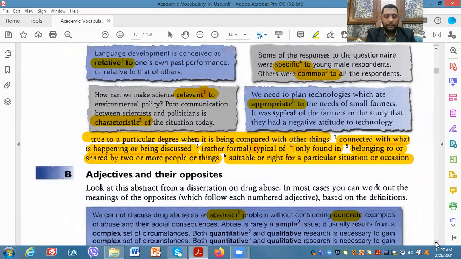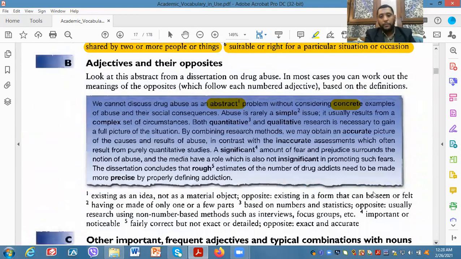When it comes to section B, it talks about adjectives, but it's not our topic that these adjectives are followed by a preposition. Rather, we are talking about the adjective and its opposite, like abstract and concrete. So here it says: we cannot discuss drug abuse as an abstract problem without considering concrete examples of abuse and the social consequences.